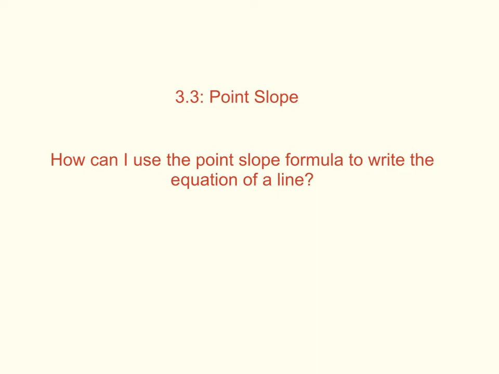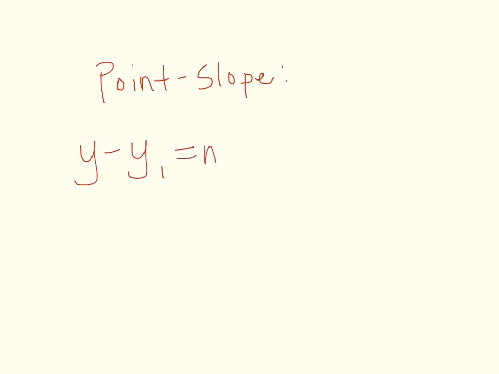For section 3.3, we're going to be looking at your point-slope formula. Your essential question for today is how can you use the point-slope formula to write the equation of a line? Now the point-slope formula looks like this, and you've seen it before. This should be a review. It's y minus y1 equals m times x minus x1.